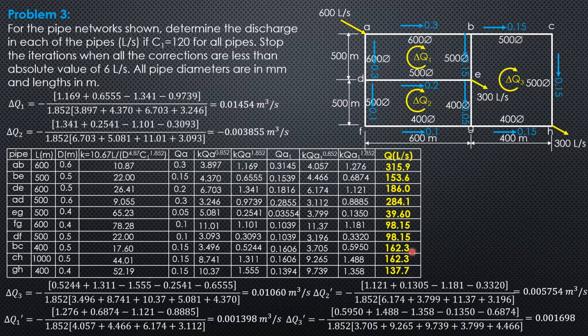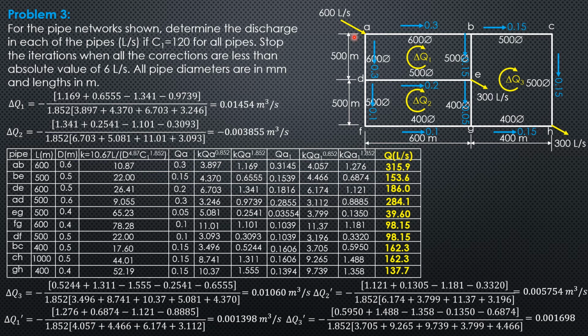Then for BC, it is only 0.1606 plus delta Q3 prime 0.001698. So 0.1606 plus 0.001698 times 1000, 162.3 liters per second. CH should be the same as BC. So 0.1606 plus delta Q3 prime 0.001698 times 1000, 162.3. Then finally GH, 0.1394 minus delta Q3 prime 0.001698, so times 1000, you get 137.7.